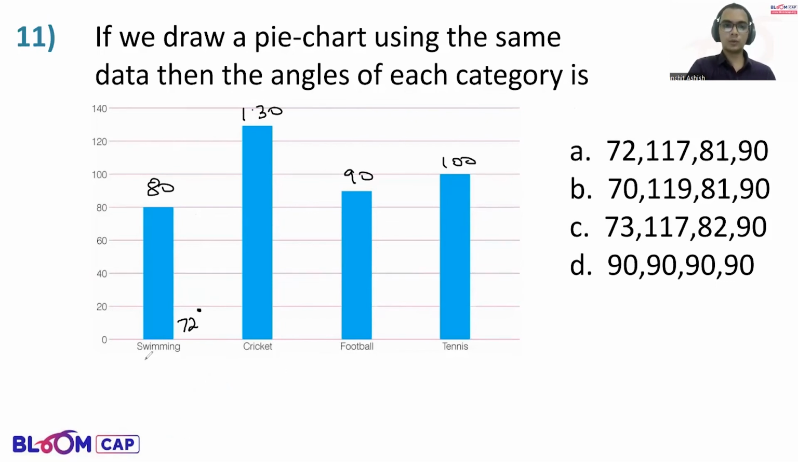The next is 130 upon 400 into 360. And 4 9s are 36, 4 10s are 40. So we can also cut another 0. Now it's 13 into 9. We know that 13 into 9 is 117 degrees. Let's erase this as well.